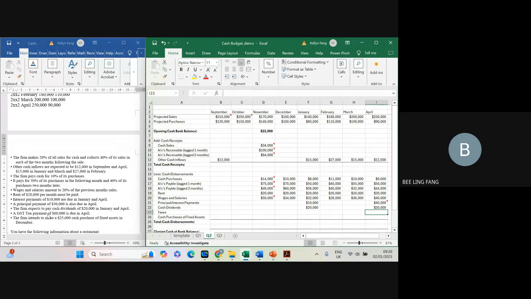A GST tax. Okay, tax payment 80,000 due in April. Okay, so 80,000. And then cash purchase of fixed asset in December. Okay, December fixed assets. So the sequence is not important. You can just follow here, just put it one by one.